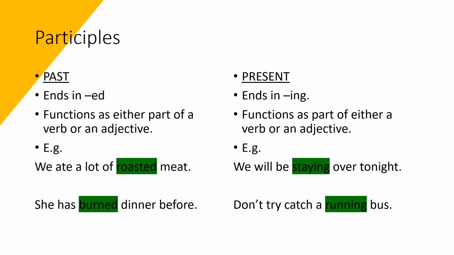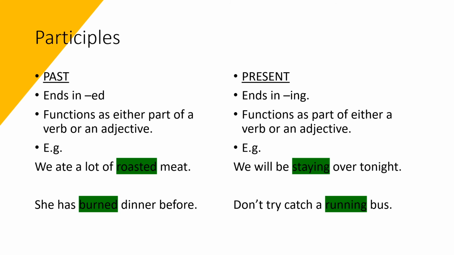The final type of non-finite verb we are going to look at is a participle. There are two types of participles, past and present. A past participle always ends in ed. They function as part of a verb or an adjective. Now let's look at an example.